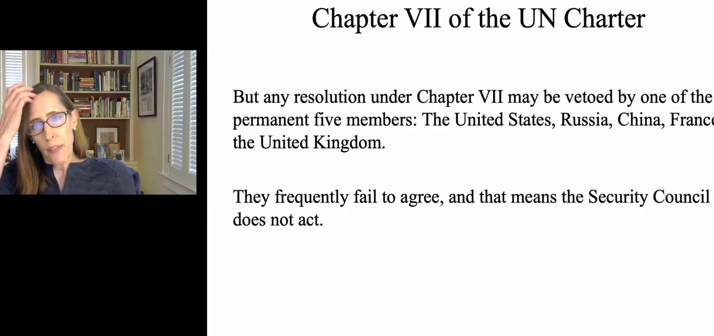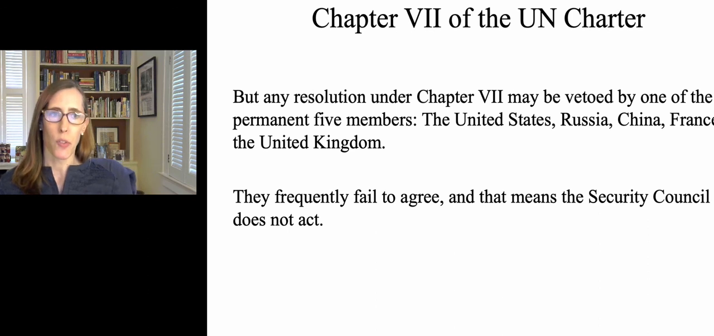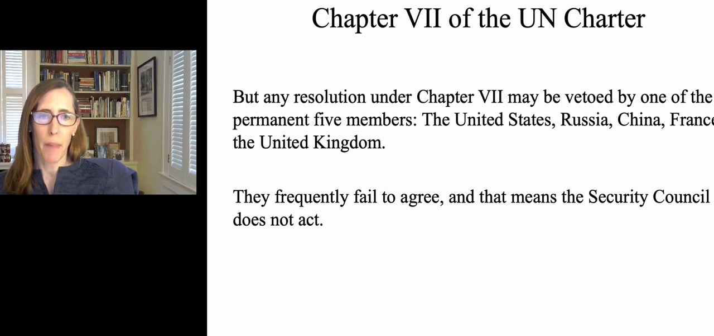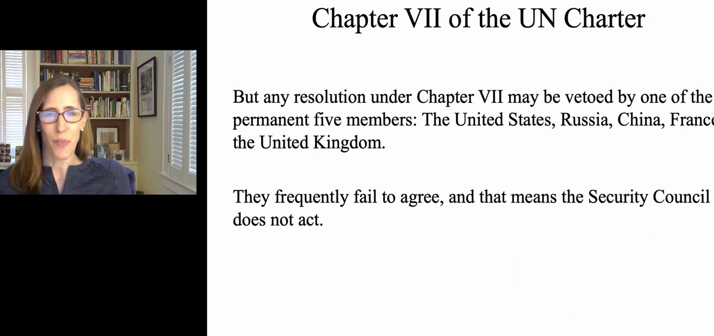So under Chapter 7 of the UN Charter, as I said, a resolution can allow states to use force to enforce the law, but any Chapter 7 resolution can be vetoed by one of the 5 permanent members of the Security Council, which are the United States, Russia, China, France, and the United Kingdom. And as you can imagine, these states frequently fail to agree. And that means the Security Council often doesn't act, even in cases where we think it really would be appropriate for the Security Council to do so.